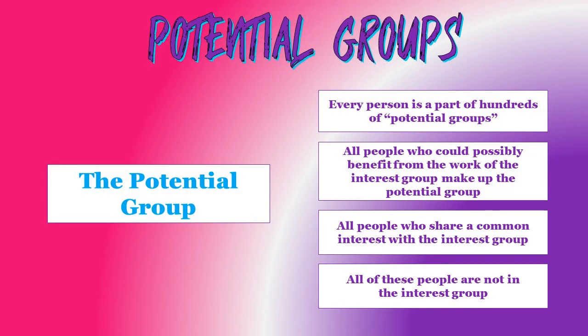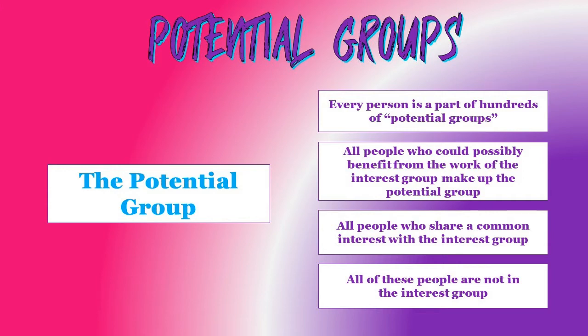The potential group is made up of every person that could possibly benefit from what the interest group is doing. Everybody out there is part of hundreds of different potential groups. You are a part of hundreds of different potential groups because there are interest groups out there that are working for the types of changes that you want to see. There are interest groups out there that are representing your interests, but you're probably not a part of those interest groups. You're probably not working for those interest groups. Anybody who shares a common interest with the interest group is a part of what we call the potential group.